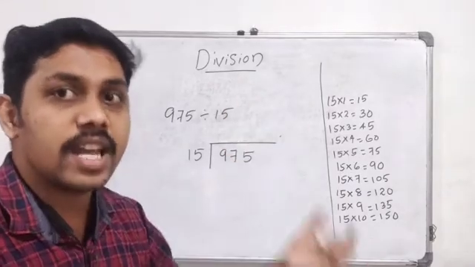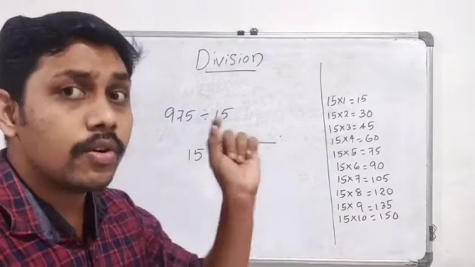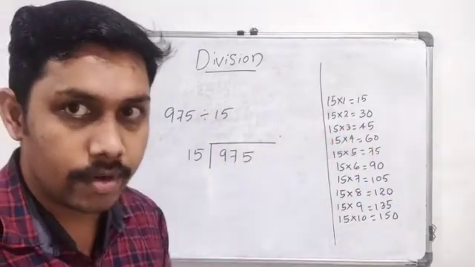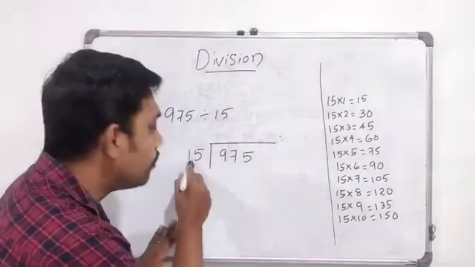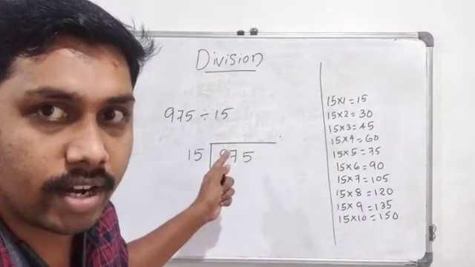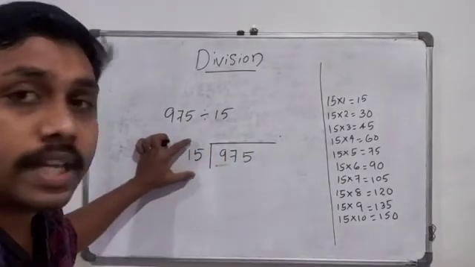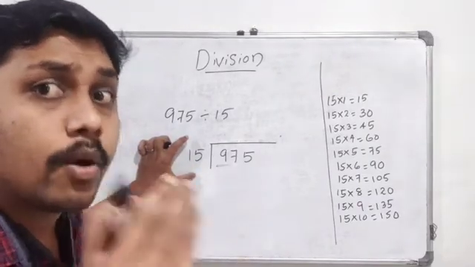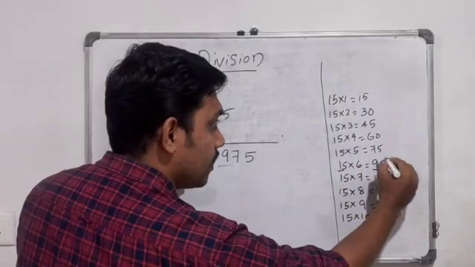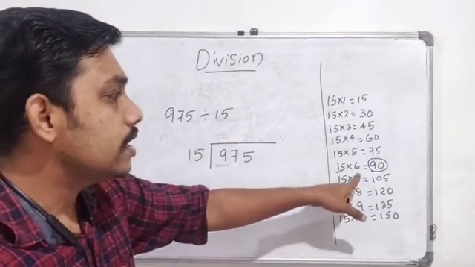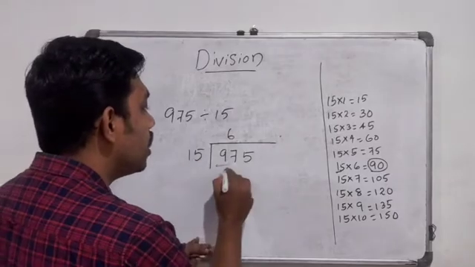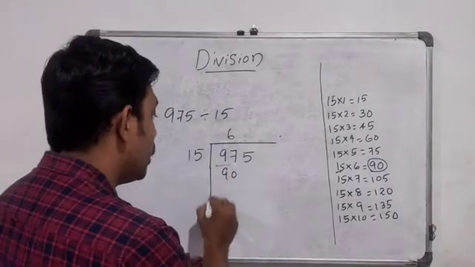Now we need to check the dividend and the divisor. First we have to know the multiple which is less than or equal to the dividend, isn't it? The divisor is a two-digit number, so we need to take the first two digits of the dividend. It is 97. We need the multiple of 15 which is less than or equal to 97. Here the multiple of 15 which is less than 97 is 90, isn't it? 15 into 6 is 90. So 6 is the quotient. 6 15s are 90.